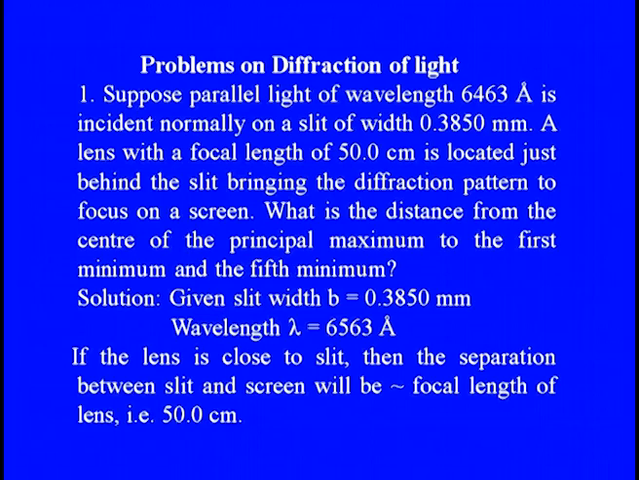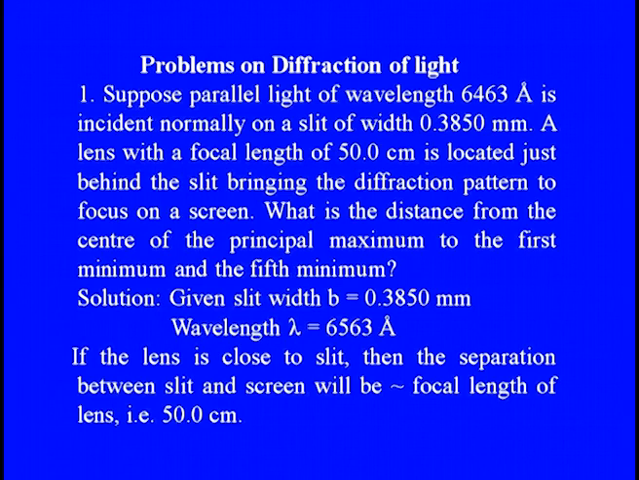Problem number 1. Suppose parallel light of wavelength 6463 angstrom is incident normally on a slit of width 0.3850 millimeter. A lens with a focal length of 50 centimeter is located just behind the slit, bringing the diffraction pattern to the focus on a screen. What is the distance from the center of the principal maximum to the first minimum and the fifth minimum?